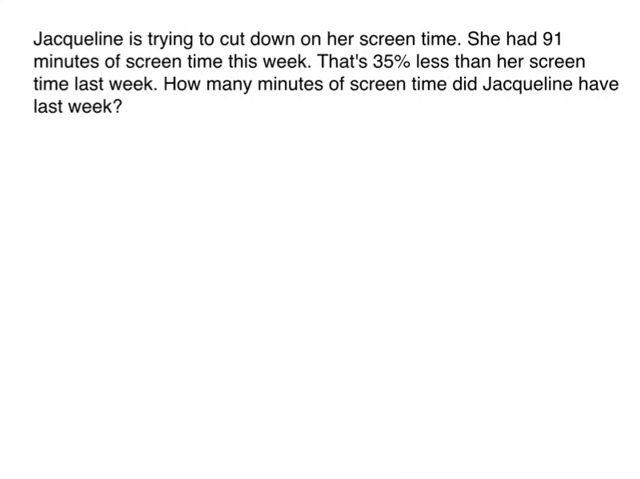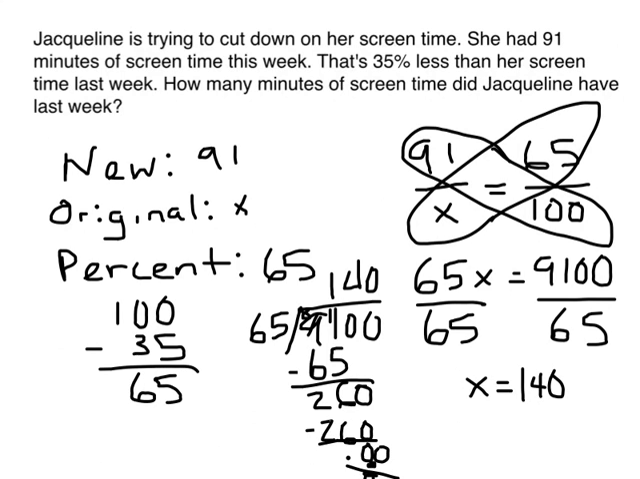Find the new amount, the original amount, and the percent. Set up your proportion and solve. The correct answer is 140. Last week, Jacqueline had 140 minutes of screen time. Check your work with mine.